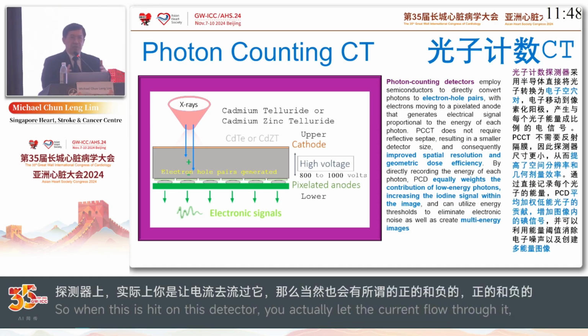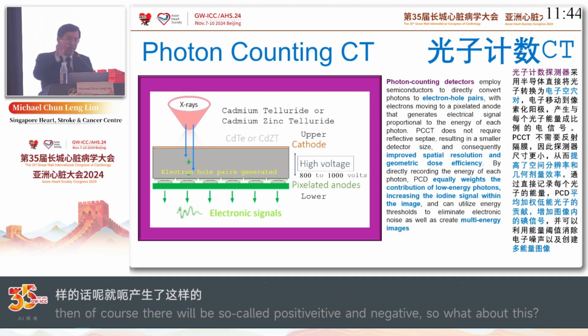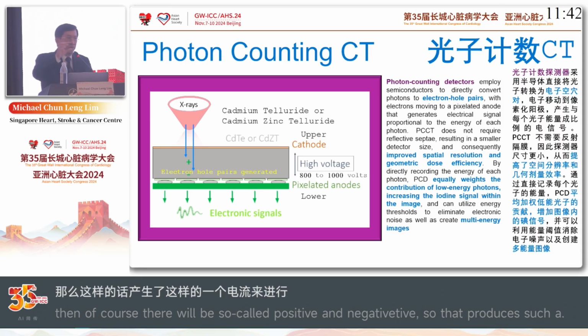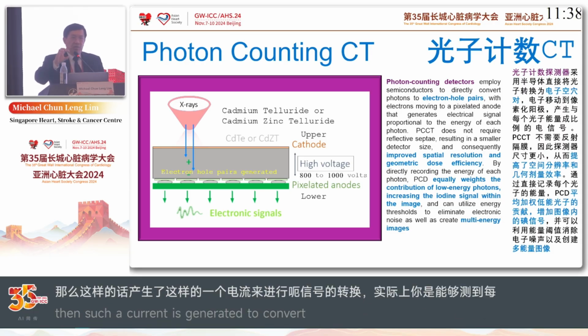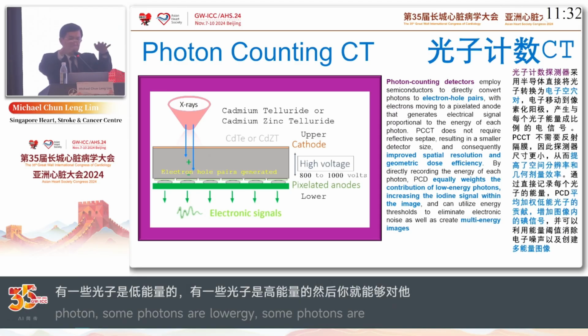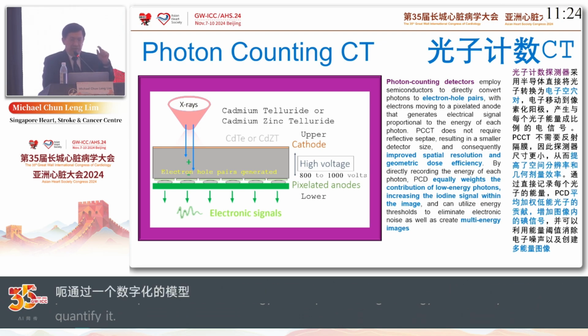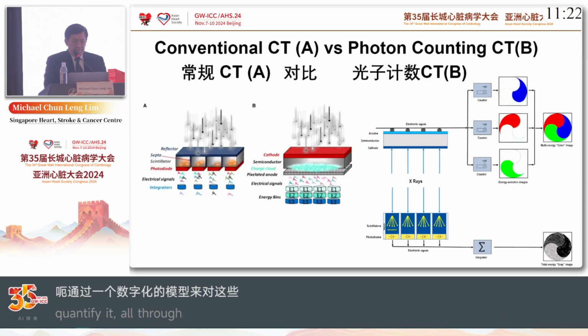Now, the difference between this and the earlier one is, number one, you measure every single photon. So you find photons of low energy, photons of high energy, you measure them, so you can actually quantitate it. All these electrical signals will become like a digitized model, which again you can cut in various thicknesses and all that. So this is a difference.